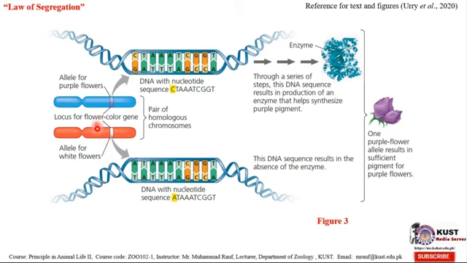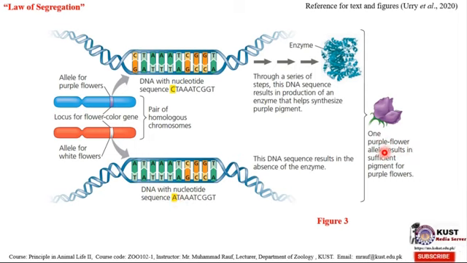And why do the different alleles control the trait to different degrees? It is because of their nucleotide sequence. You can see here the allele which determines purple flower color is slightly different in nucleotide sequence from the gene which determines the white flower color. Through a series of steps, this particular DNA sequence results in production of an enzyme that helps synthesize purple pigment. So in this way, this allele controls the purple color. This DNA sequence results in the absence of the enzyme, so the color remains white.